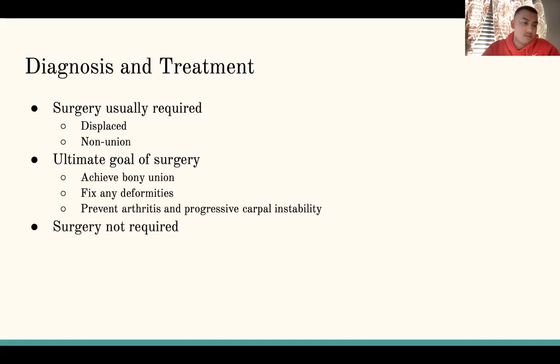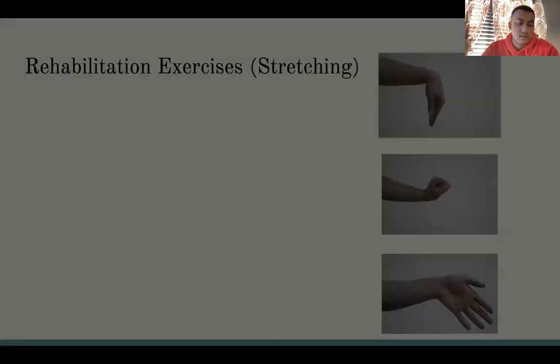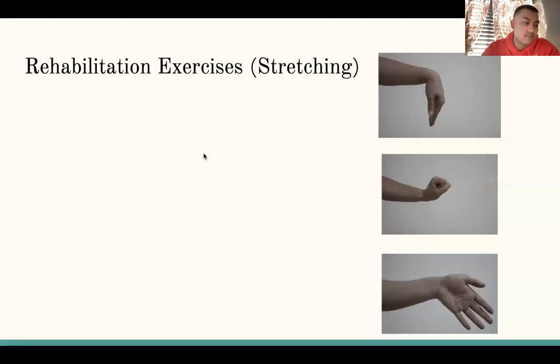And for non-surgical treatment, if a scaphoid fracture is non-displaced and non-union is not present, non-operative, non-surgical treatments can work just as fine. An example of that would be just cast immobilization. Before we move on to rehab, cast immobilization can last about 6 weeks, and then afterwards we'll hop into rehabilitation exercises for stretching and strengthening.